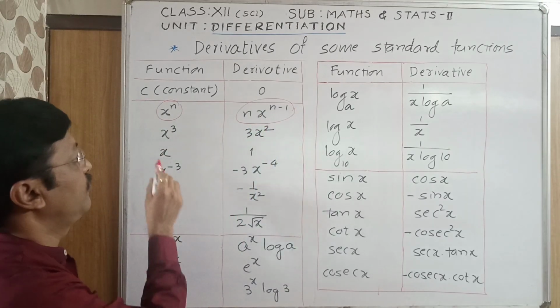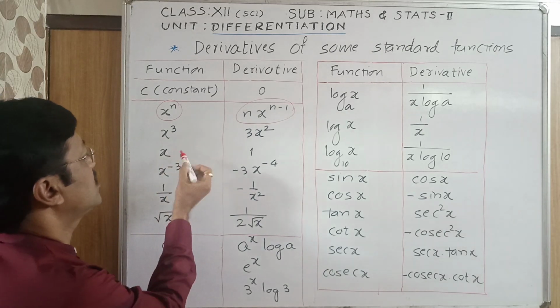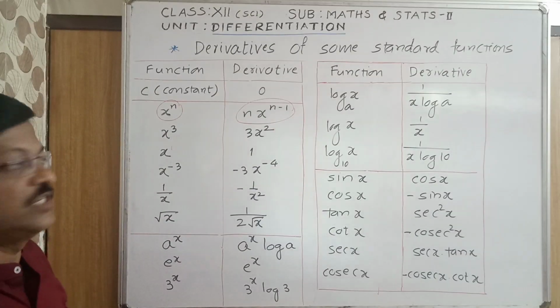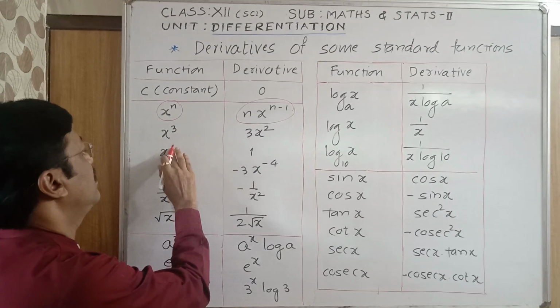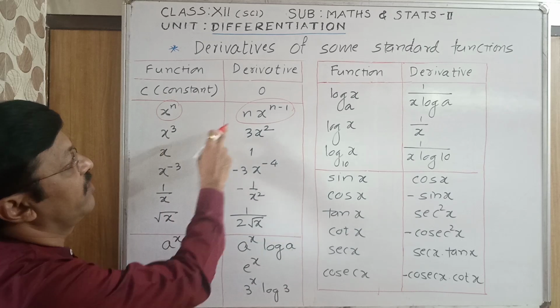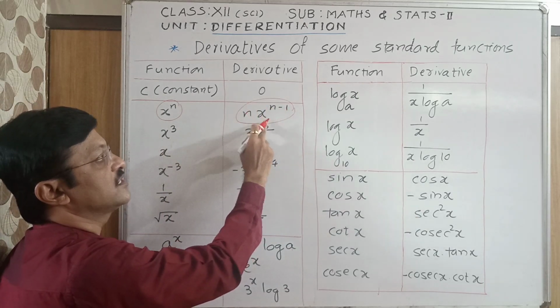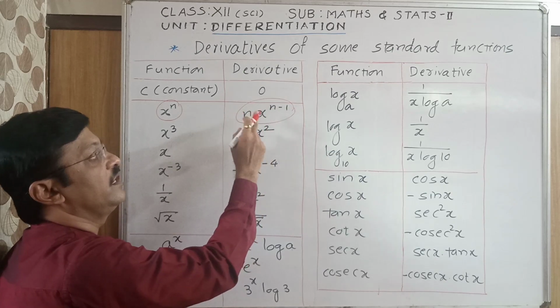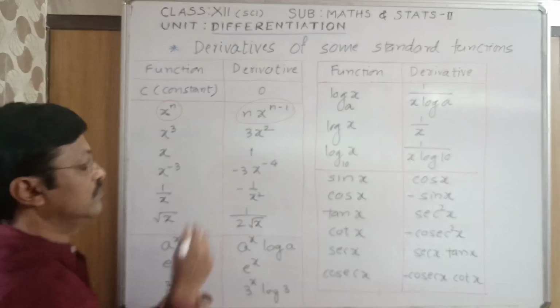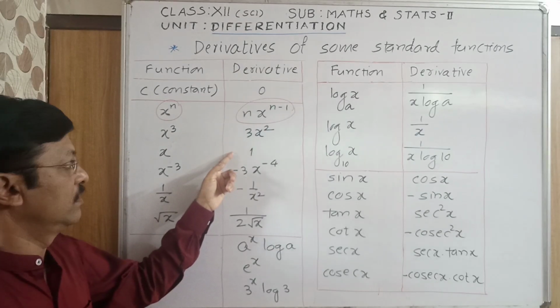If you consider another example, x means x raised to 1. The 1 is not mentioned, but it is there. So the derivative of x raised to 1, as per this formula, will be 1 times x raised to 1 minus 1, that is 1 times x raised to 0, that is 1 times 1, which is 1. Better to remember this directly: the derivative of x is 1.